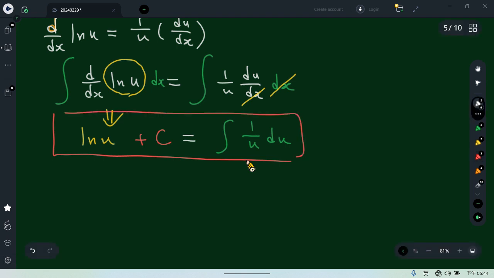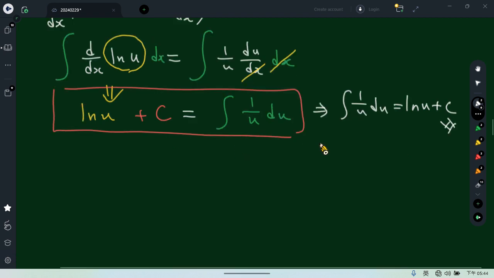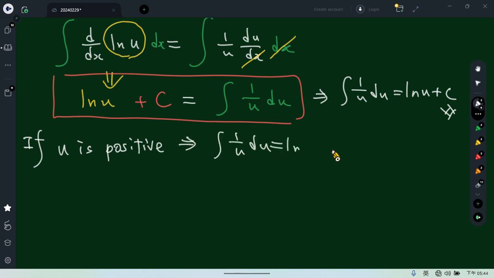Then actually I can rewrite this as ln u plus c. Actually, these two are the same. So if u is positive, then we can get this result. Because do you remember ln u? u here should be positive. So no doubt we should write it down as this one.